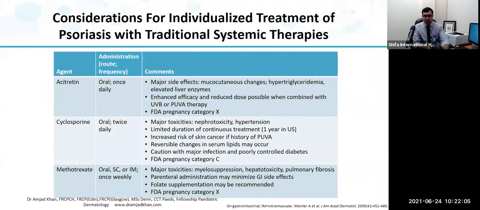Other options, so let's go through one after another. Acitretin, oral use, not used in pregnancy. Liver enzymes, hypertriglyceridemia, and do consider reducing the dose after combining it with the light therapy as indicated. Cyclosporin, it's twice a day, much more used and practiced here in Pakistan. I've seen quick response, and be cautious about the effects on the kidney, blood pressure, even in young children, and hematological monitoring. Please do keep an eye on that.